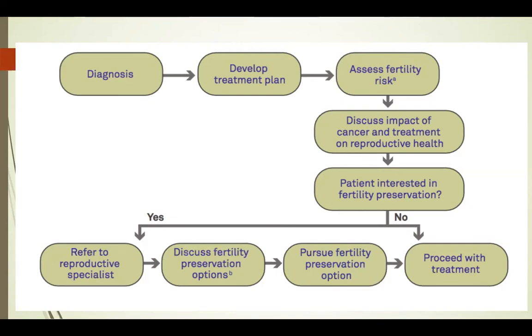See if the patient has had her period or not. Discuss the impact of treatment on reproductive health with the patient if she can understand, and also with the parents. Always involve the patient. Even if they don't understand, they feel more comfortable being involved. If the patient is interested in fertility preservation, refer to a reproductive specialist to discuss fertility preservation options. After discussion, whether they want to proceed or not is up to them.